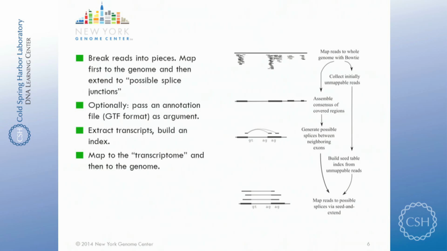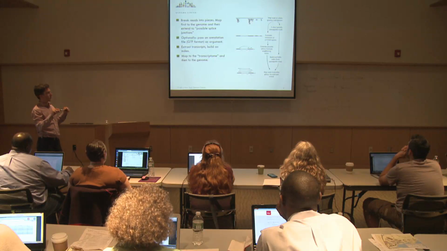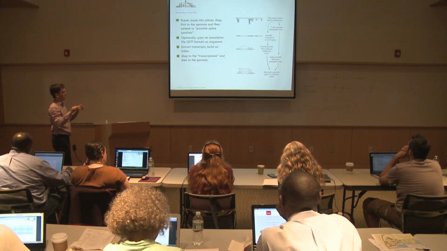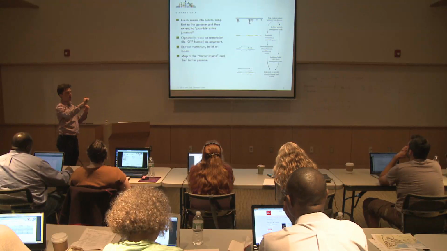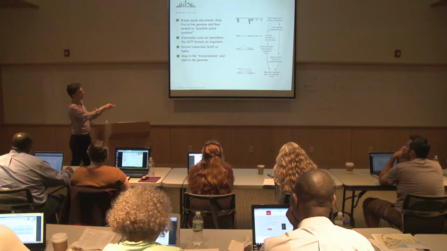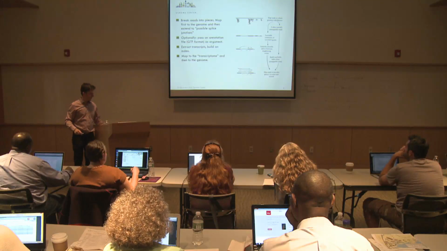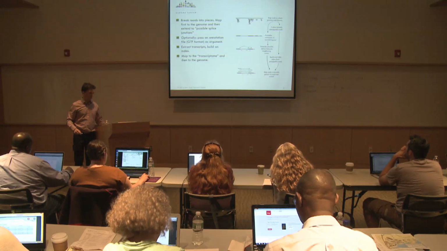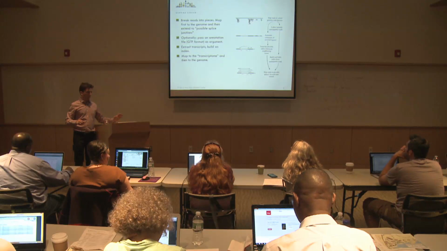So when you give it an annotation file, it will actually extract the transcripts from that annotation. From the coordinates of the genes in the annotation, it would extract the transcripts, build an index, map to the transcriptome the way I just described before, and then to the genome. So out of everything that doesn't map to the transcriptome, try to map it to the genome with the strategy I described here.